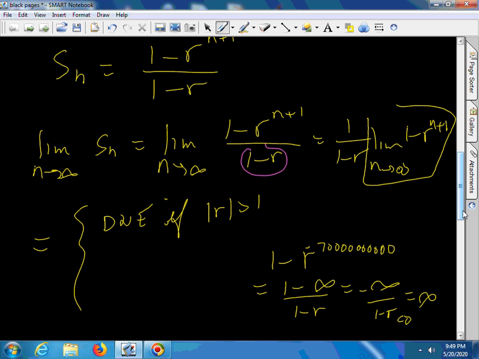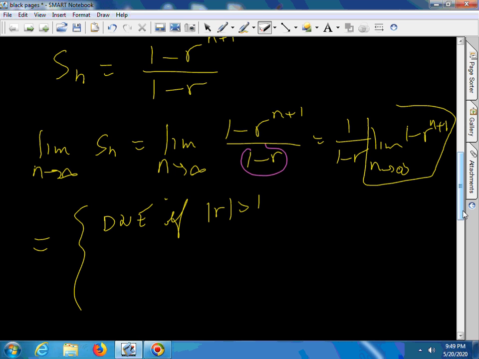So if r is bigger than 1, the limit doesn't exist. It's infinity. Now remember, if r is bigger than 1, that includes that r can be less than negative 1, like negative 2, because the absolute value of negative 2 is bigger than 1. So what if r is negative?